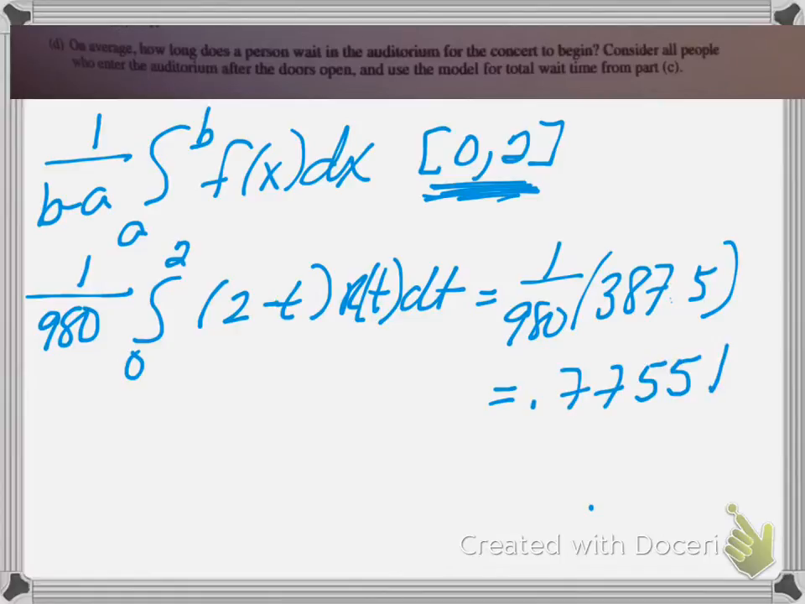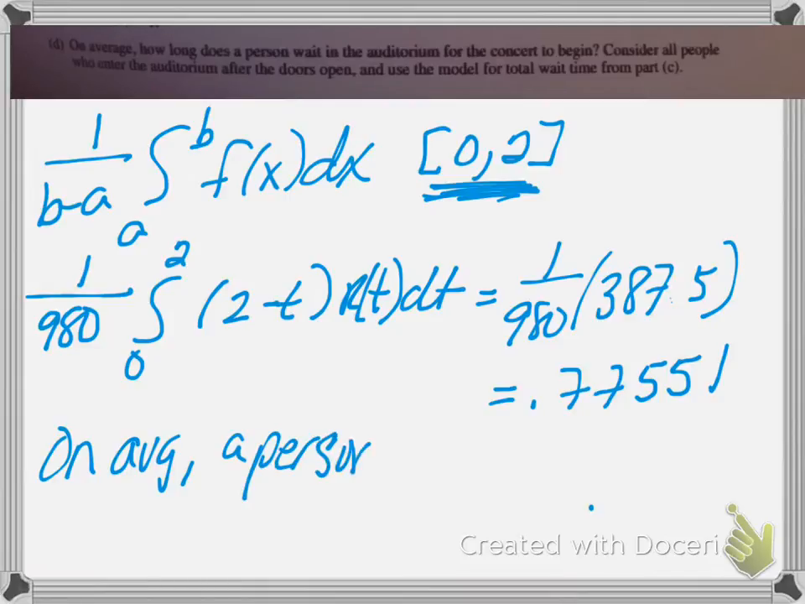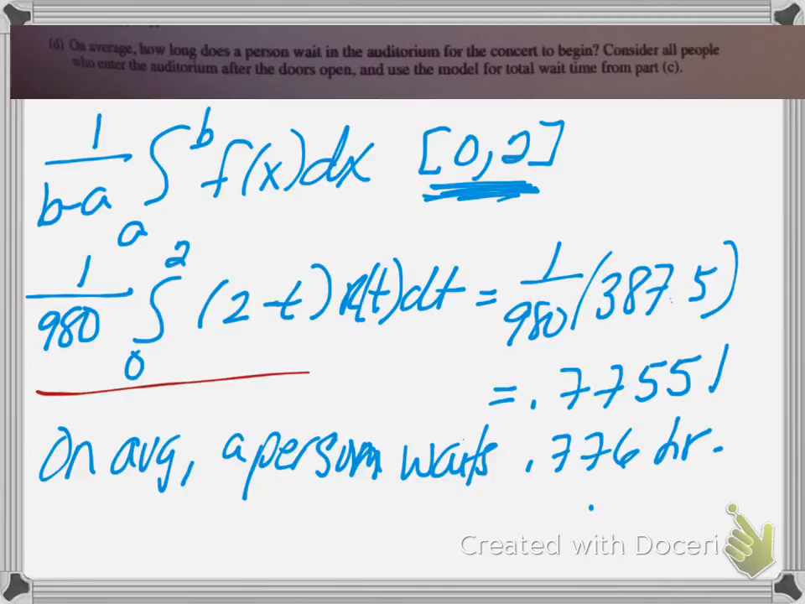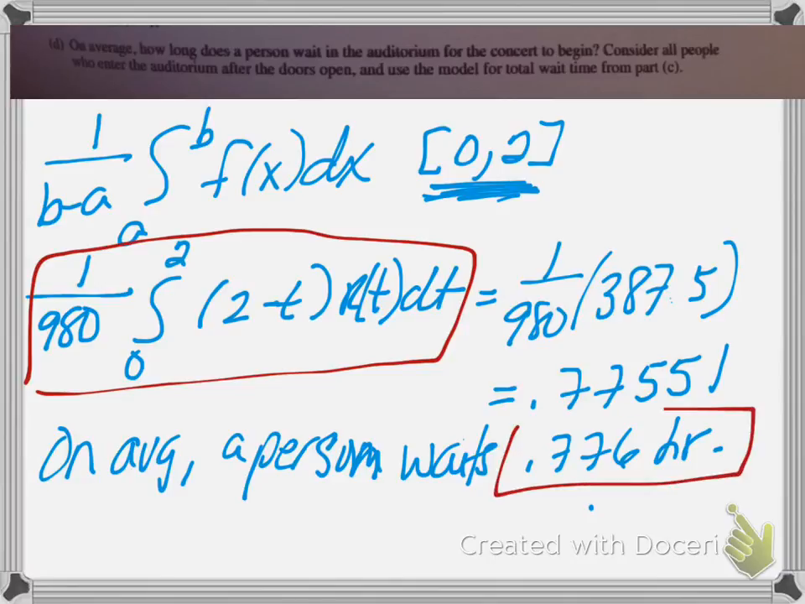0.77551. So the question is, on average, how long does a person wait? And you're going to say, on average, a person waits 0.776 of an hour. Okay, and these were your point values. If you set up the integral, that was 1 point, and then for the actual answer, that was 1 point, and that completes problem number 2.